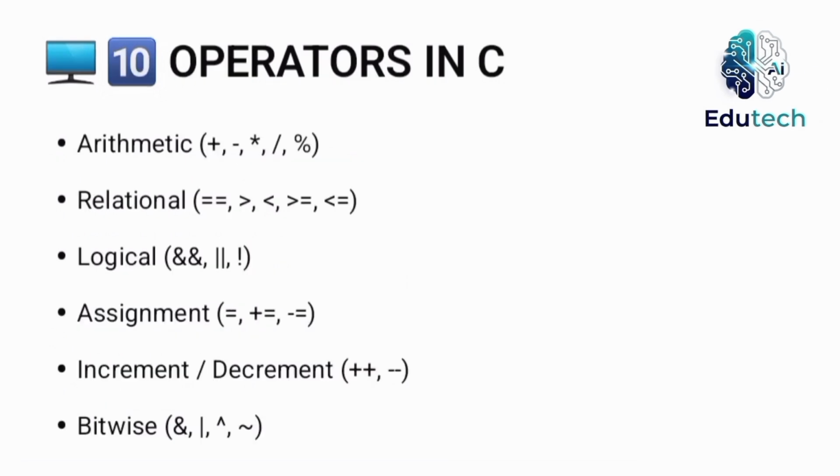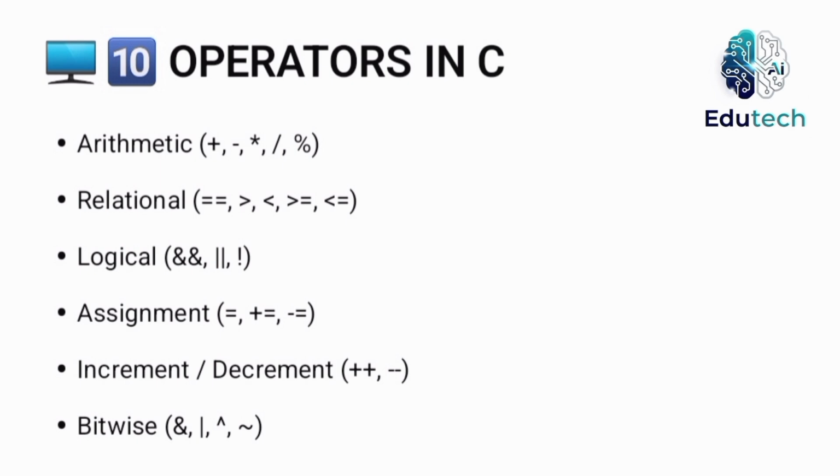Operators in C. Operators are symbols used to perform operations on variables and values. C provides various types of operators. Arithmetic operators such as plus, minus, multiplication, division, and modulus are used for mathematical calculations. Relational operators like equal to, not equal to, greater than, and less than are used to compare values. Logical operators such as and, or, and not are used to combine conditions.